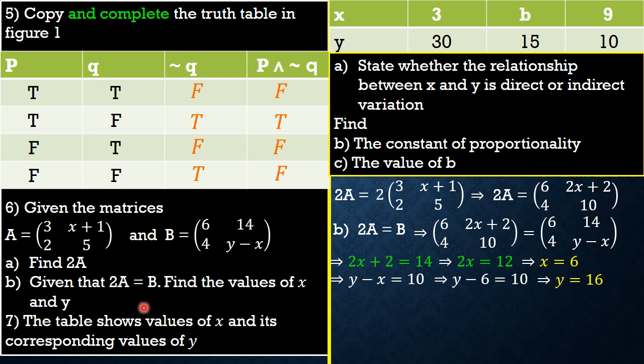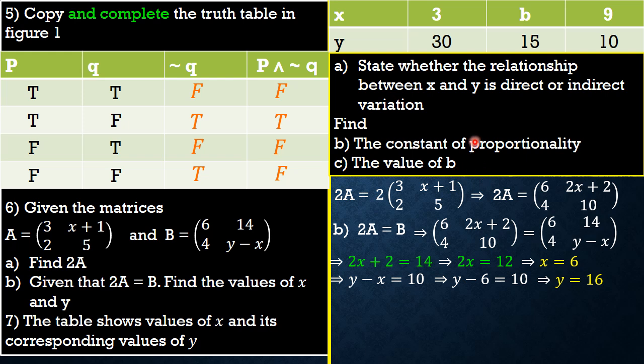Then now, guys, question 7 is saying that the table, okay, so guys, this is the table that has been provided. They've given us the values of x and the corresponding values of y. All right, we want to state the relationship that exists between x and y, that is if it's a direct or an indirect variation.